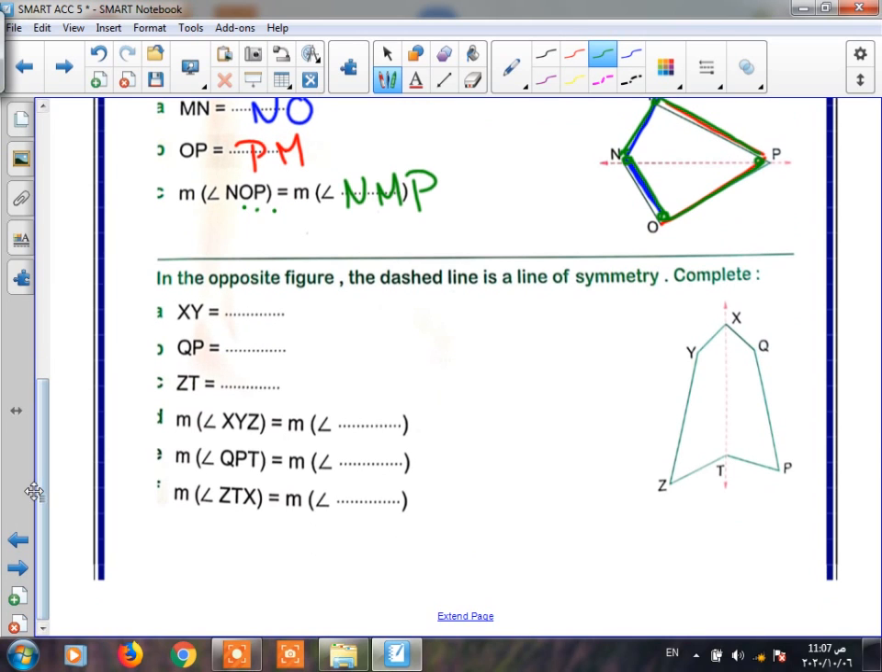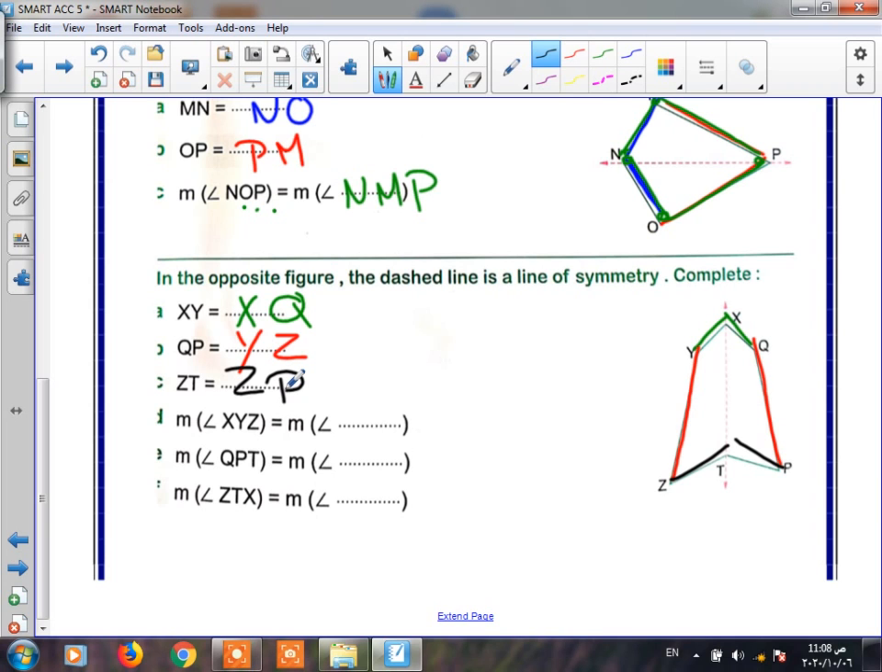Let's solve the last question here in the opposite figure. The dashed line is a line of symmetry, complete. XY. When I flip it to the right side, I can find that XY equals XQ. That's right. Okay, QB is congruent to what? That's right, YZ. Okay, ZT, this line will be congruent to what? That's right, ZB.